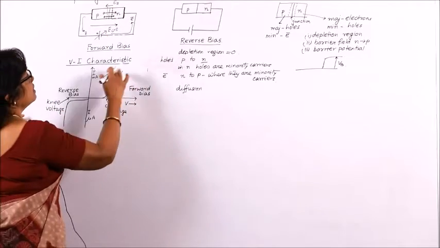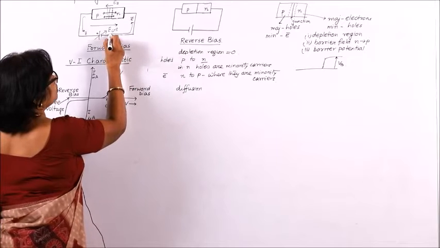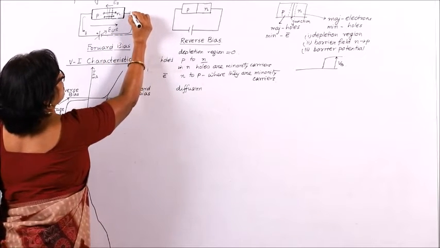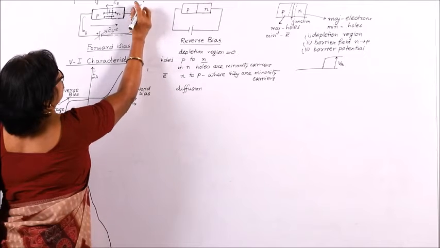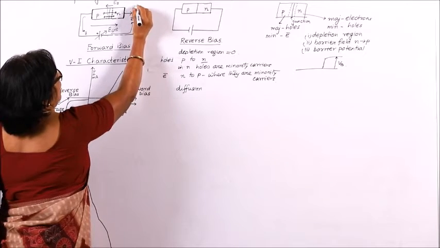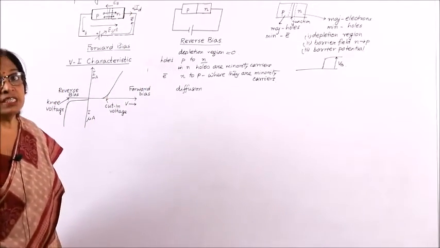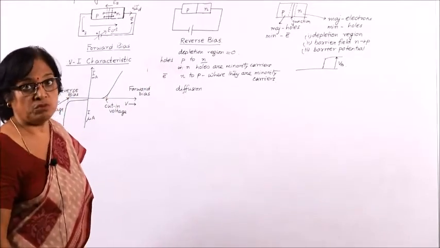So, in the external circuit there is a current, with electrons moving from here to here. That means there will be a current in the circuit in this manner. This is the load current, the diode current I, which will flow in this manner. So, this is how a forward bias acts.